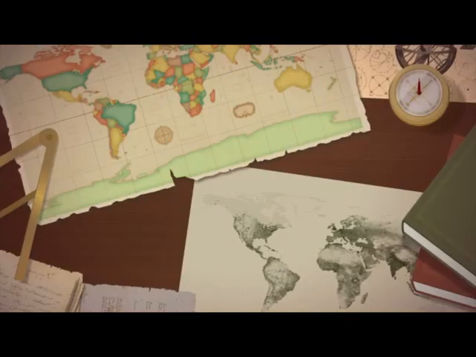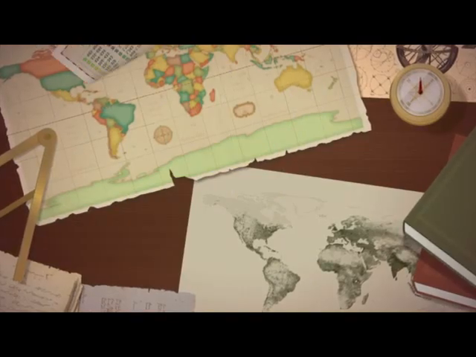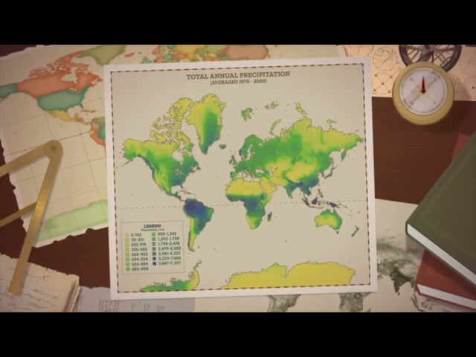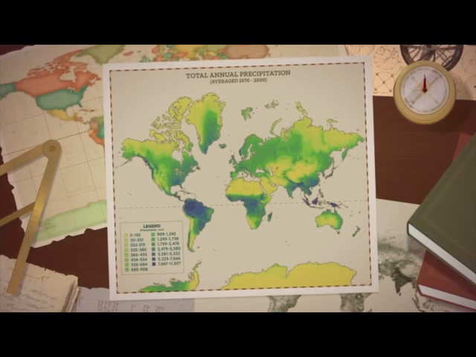Even though lots of maps help us understand our geographical space, there's one map that some geographers would say is the most important to understand all life on Earth: the map of the world's precipitation.